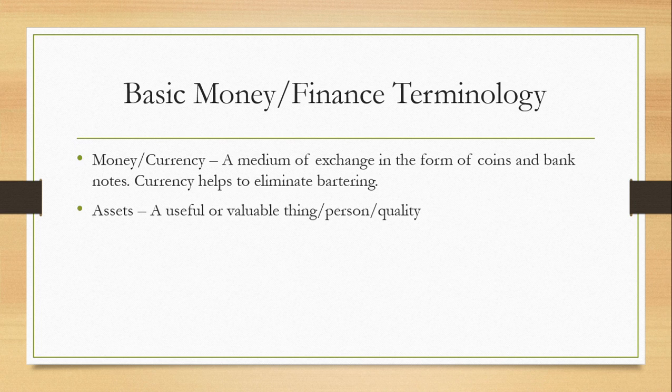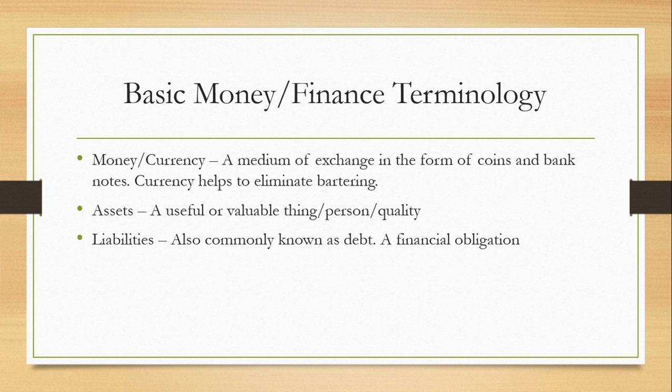Assets. An asset is a useful or valuable thing, person, or quality. You as an employee, if you make your boss money, you're an asset to him. For our purposes, we're going to be talking about financial assets, things that you're going to hold on to like homes or stocks that hopefully will increase in value. Liabilities, also commonly known as debt. Liabilities are a financial obligation, payments going out the door.